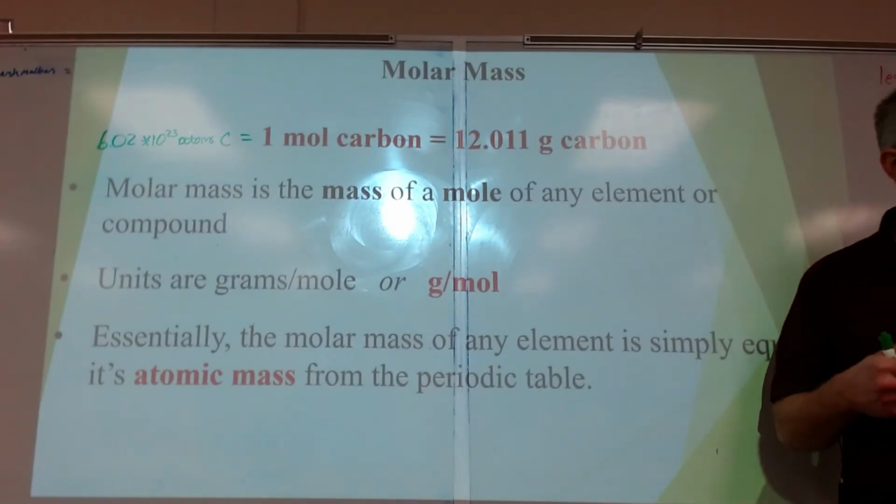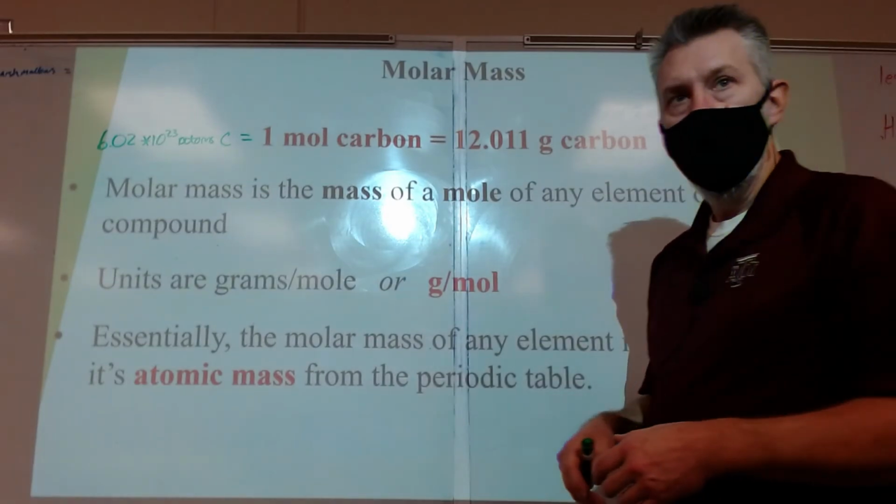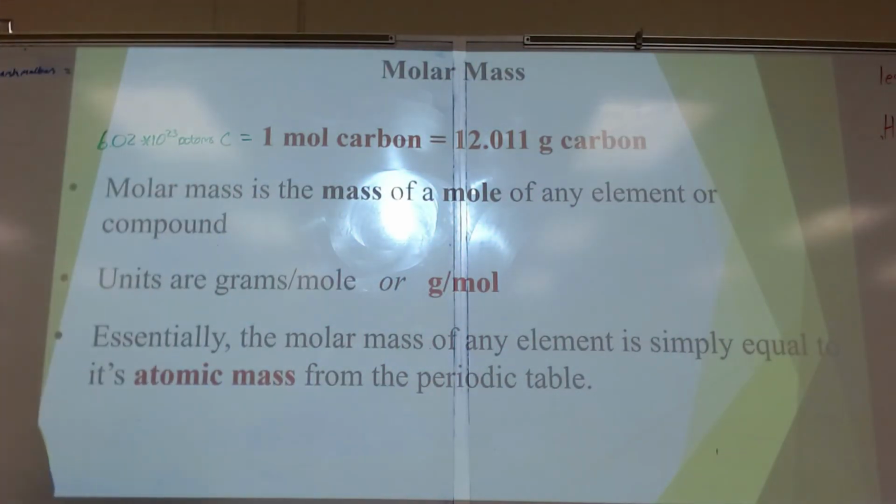How do I know this? Well, I look at the periodic table, and the numbers on the periodic table actually tell me the molar mass. I know we told you it's amu, it's the same thing. The digits are the same. The numbers mean the same thing. Yes, it's 12.01 average atomic mass units. It's also 12.01 grams per mole.